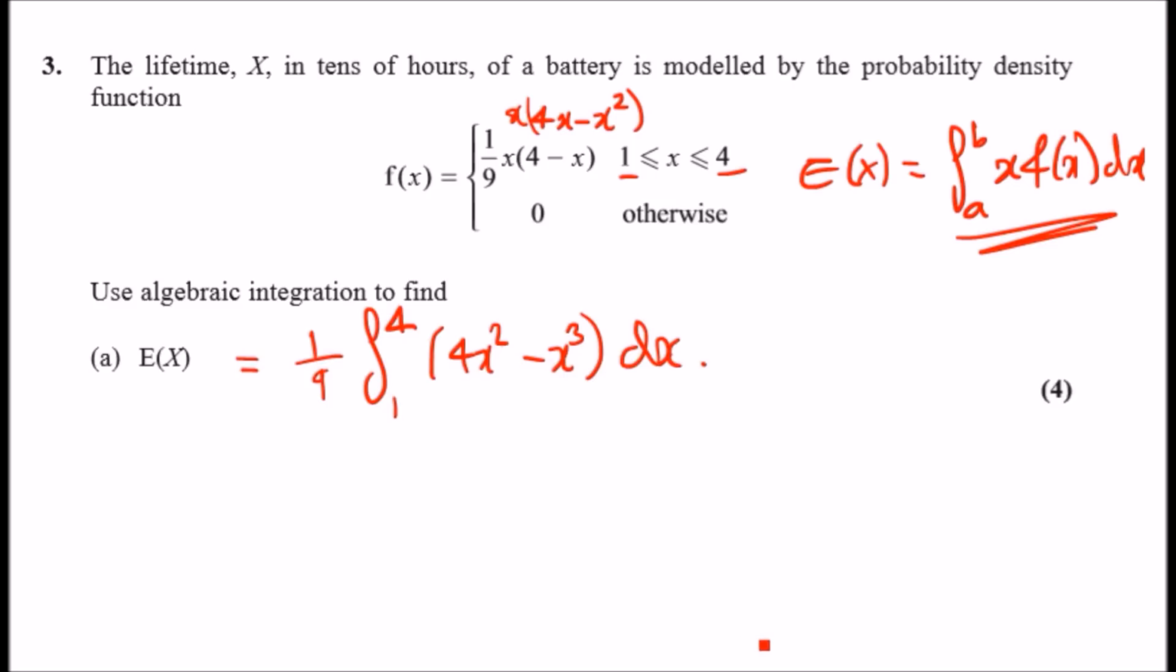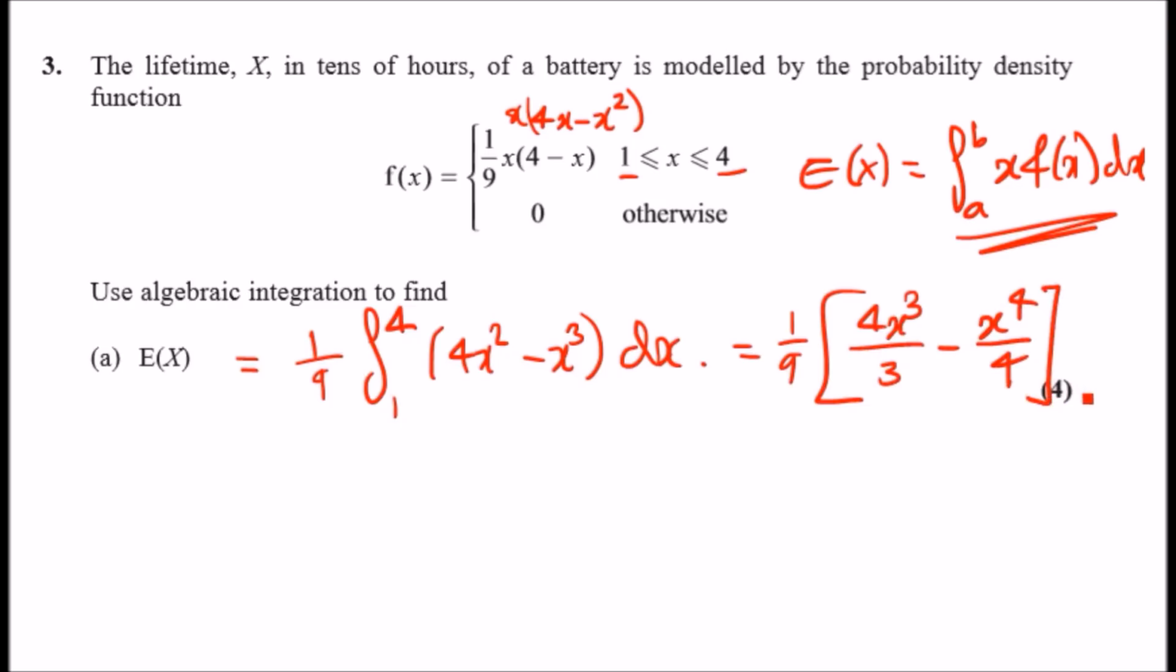Alright, so this is the main thing. Now this is quite straightforward, it's very linear. So ignoring the 1 over 9, integrating this, you should get 4x cubed over 3 minus x to the power 4 over 4. And then you just evaluate from 1 to 4. Yeah, and that's really it.